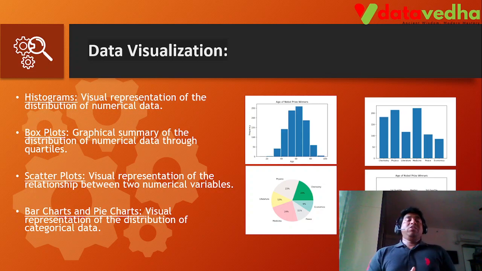So we have several visualization techniques. We have histograms, where the data is represented as a distribution of numerical data, whereas box plots give a graphical summary of the distribution of numerical data through quartiles. And we have scatter plots, where we visualize the representation of data between two numerical variables, and we will see how bar charts and pie charts are represented as part of categorical data or even any other forms of data.